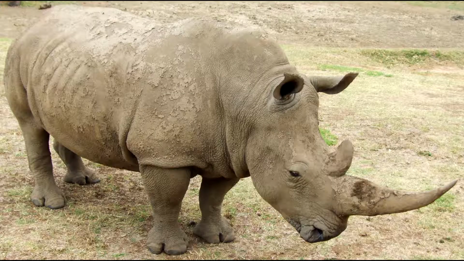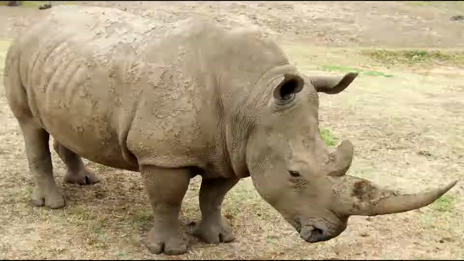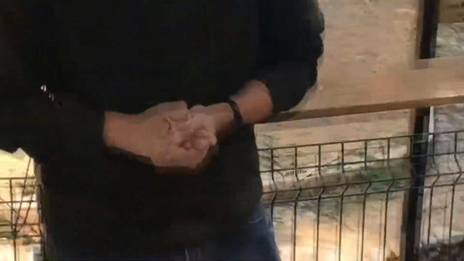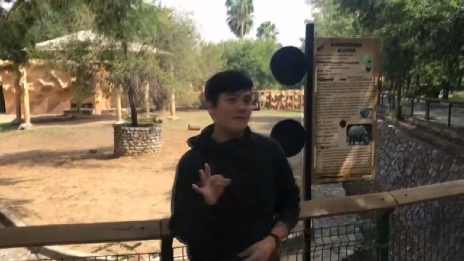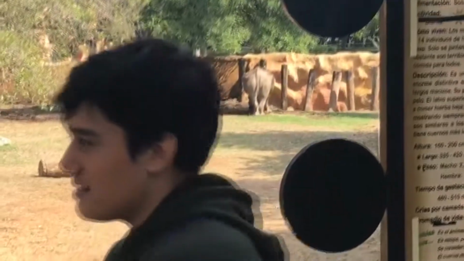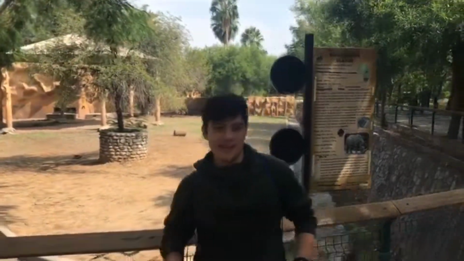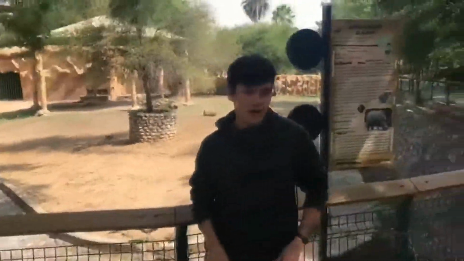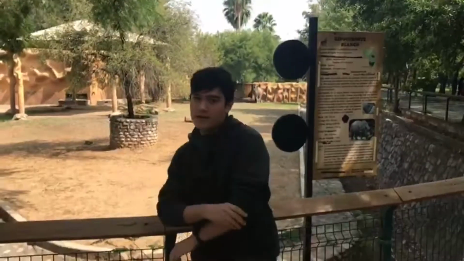Hello, I will talk about the rhinoceros. The scientific name is Ceratotherium simum. The abiotic factors are the weather and also the rain. The habitat is the savanna, and the biotic factors are the plants and the animals around the system.